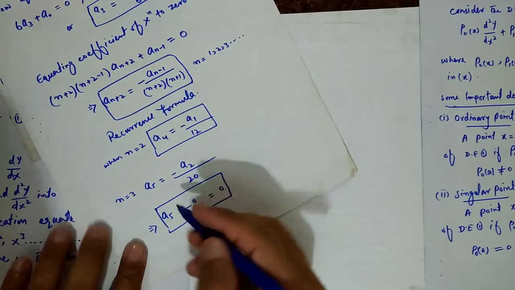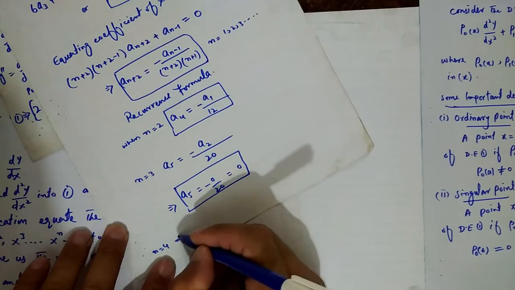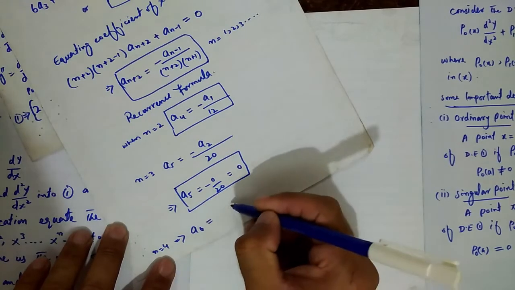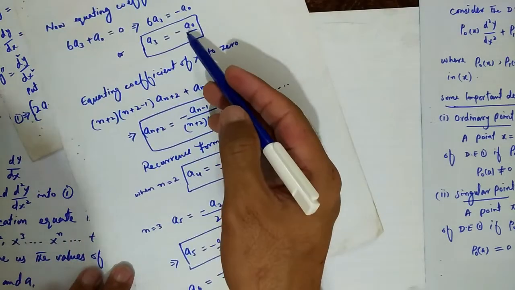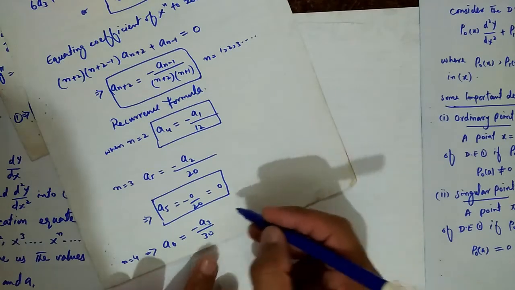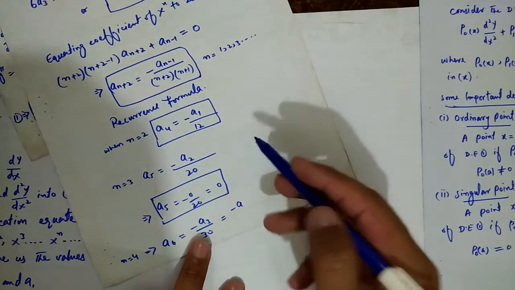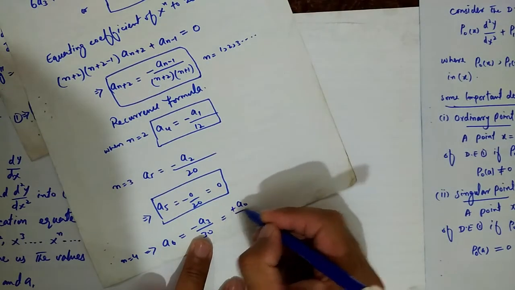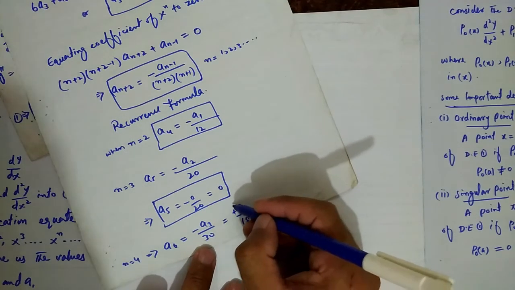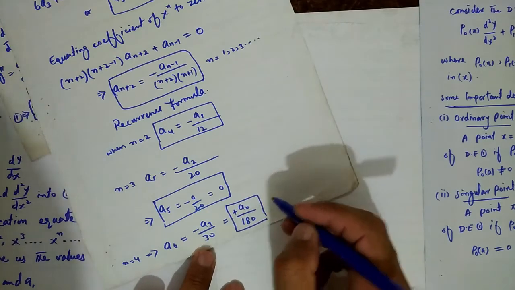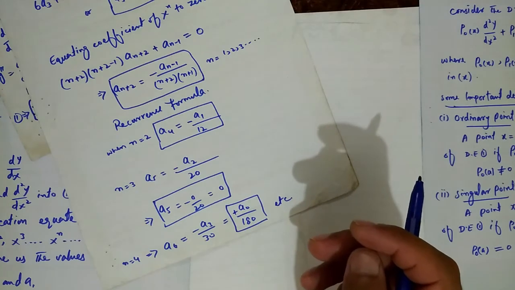And similarly for a6, when n is equal to 4 we will get a6 which is equal to minus a3 divided by 30, and a3 is minus a0 divided by 6, so this negative sign and this negative sign will become positive, plus a0 divided by 6, 3s are 18, 180, so this is a6, and we can find the remaining coefficients. Clear?